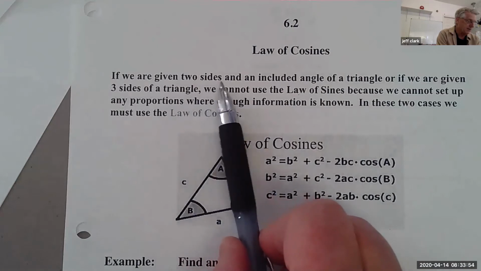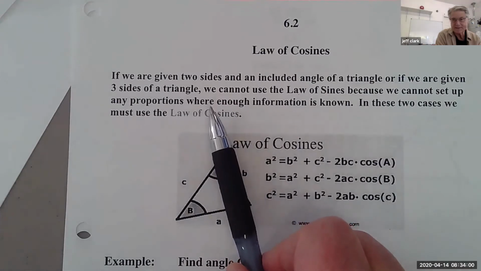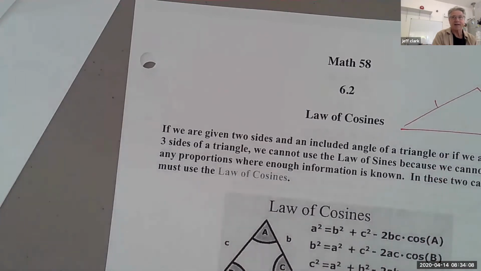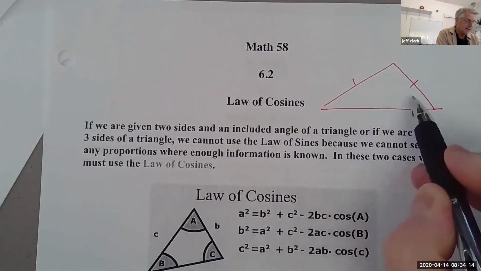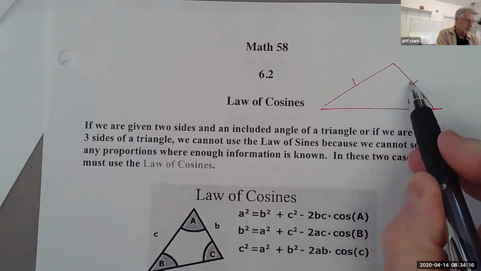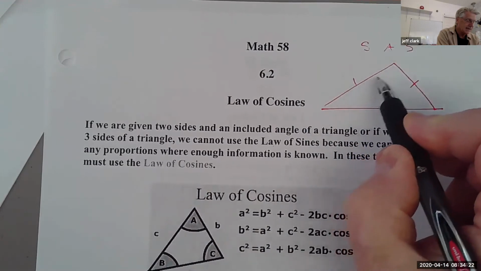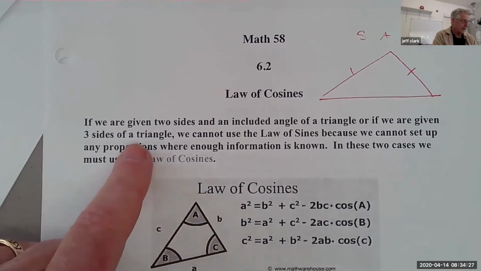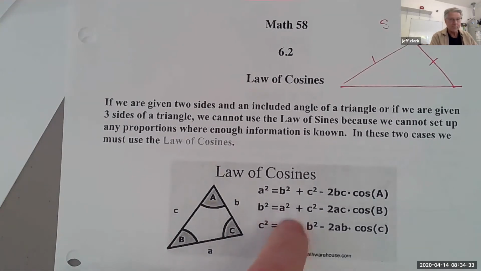So if we're given two sides and an included angle, or if we're given three sides of a triangle. Now when I say two sides and an included angle, here's a triangle. Let's say I was given two sides right here. The included angle would be this one here, not these two. That's two sides and included angle. Sometimes they call it side, angle, side: this is side, that's the angle, and that's side, from left to right. Or if you're given three sides, of course, you don't have any way of getting the angles. But this is the formula we're going to use.